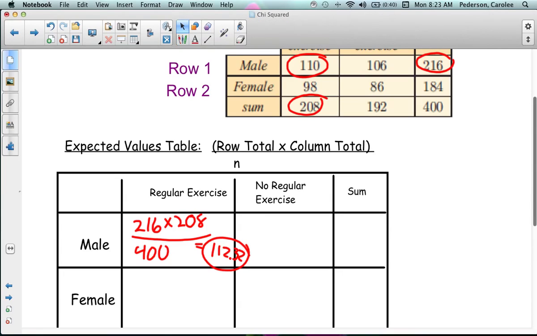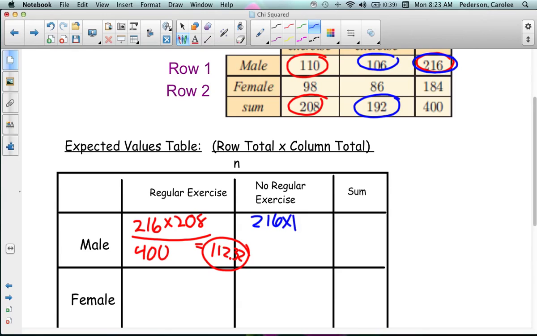Okay. Now we'll go to the next box. This is the observed. We want to figure out the expected. So we're going to do the same row total and now the column total. So 216 times 192 divided by 400. The expected value is 103.68. We got 106. It's pretty close.